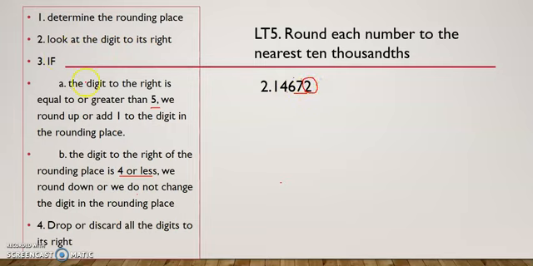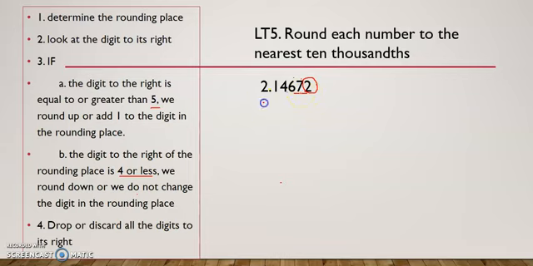Okay. And then, follow the condition. If the digit to the right is 5 or greater than 5, okay, we have to round up or add 1. But if the digit to the right is 4 or less, we have to round down or we do not change the digit in the rounding place. Kapag mas mababa sa 5 ito or 4 pababa, hindi na magbabago ang number na nasa rounding place. So, ganun pa rin siya.